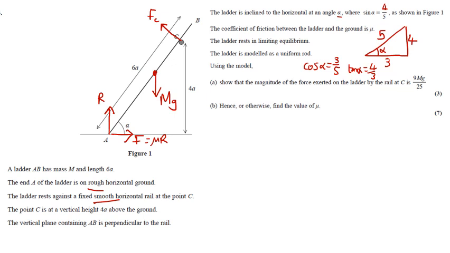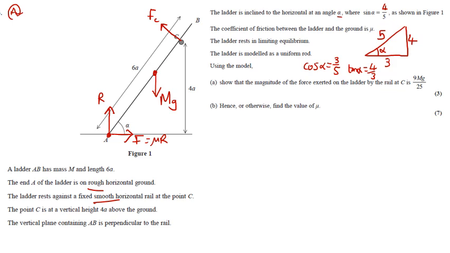Right. Now that we've done that, let's see what the question is. Show that the magnitude of the force exerted on the ladder by the rail at C is 9mg/25. So we're trying to find Fc first of all. Well, there's 4 forces on there, so what I'd like to do is ignore a couple of them. I can do that by taking moments at A. Okay, so I'm going to take moments around A.